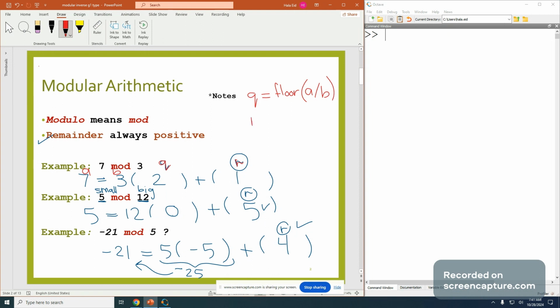How about R? How did we find R? Well, I found R by multiplying the 3 by 2. I got 6, and then I did 7 minus the 6. So it's basically A minus the multiplication of B times Q. So A minus B multiplied by Q. All right, let's go to the next slide.